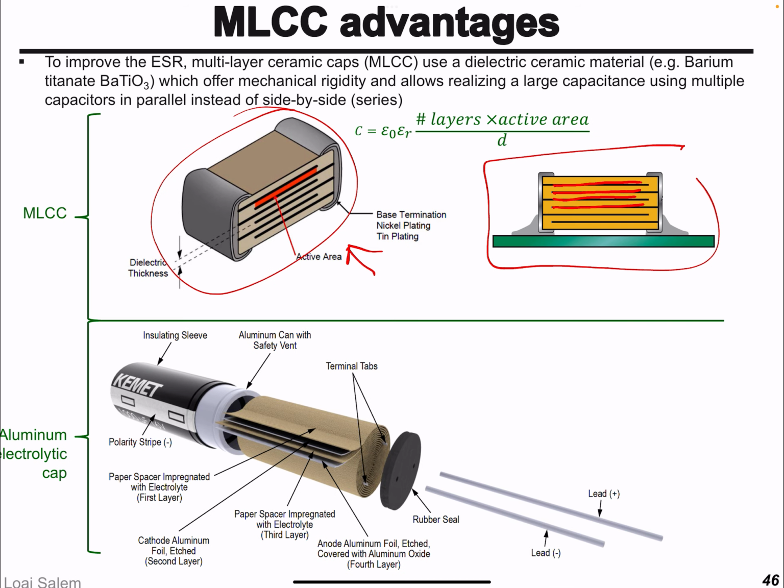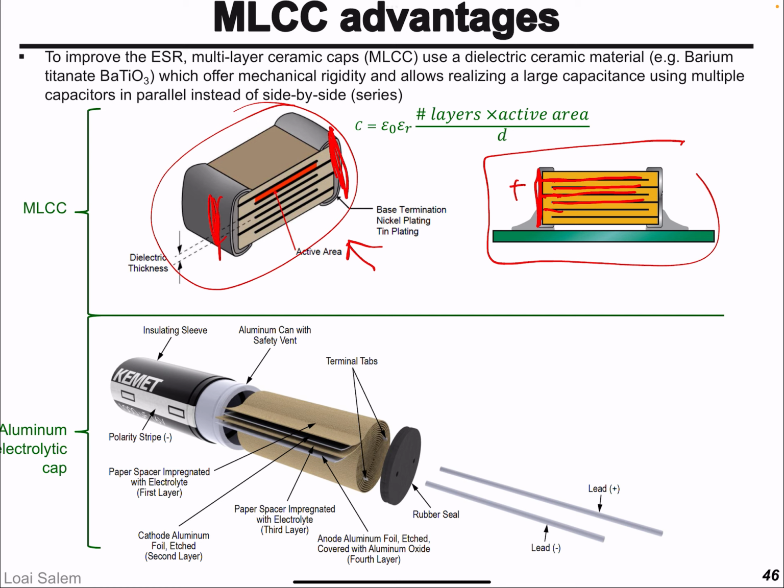So you see, say if this is one terminal, all the capacitors with positive terminals are connected in parallel via this. On the other hand, all the negative, the other terminal, is connected in this. So essentially all the capacitors are connected in parallel. On the other hand, if we look at this, and that's something I mentioned before, the aluminum electrolytic capacitor, why does it have very high series resistance?